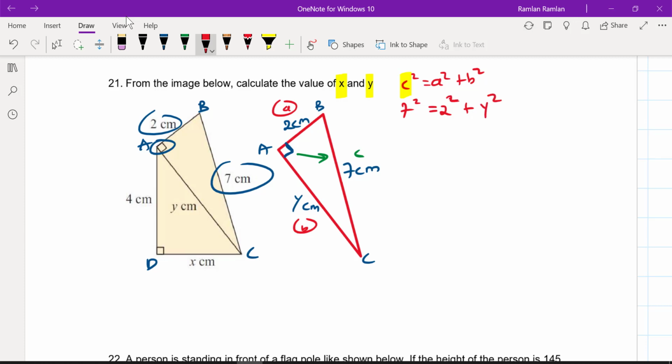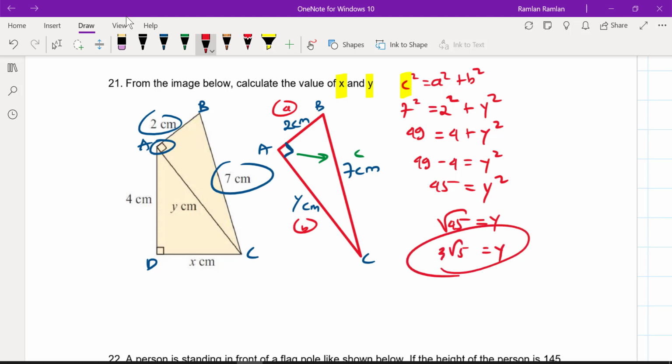Okay, so again, this is very simple algebra. For example, if you want to square those first, that's fine. 7 squared is 49, and then 2 squared is 4. And then subtract both sides by 4. That'll be 49 minus 4 equals y squared, and that'll be 45 equals y squared. And since we have a square, we need to square root both of them, so you only have the y. So it'll be just square root of 45. You can actually put this into the calculator, guys. The square root of 45, if you simplify, will be 3 square root of 5, and that will be equal to y. Okay, so we have found the value of y.